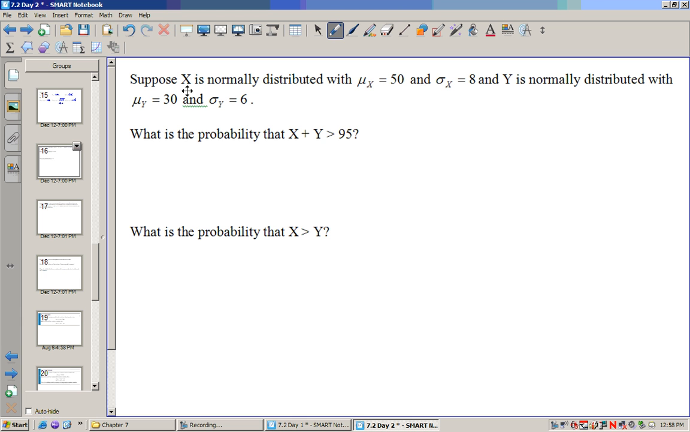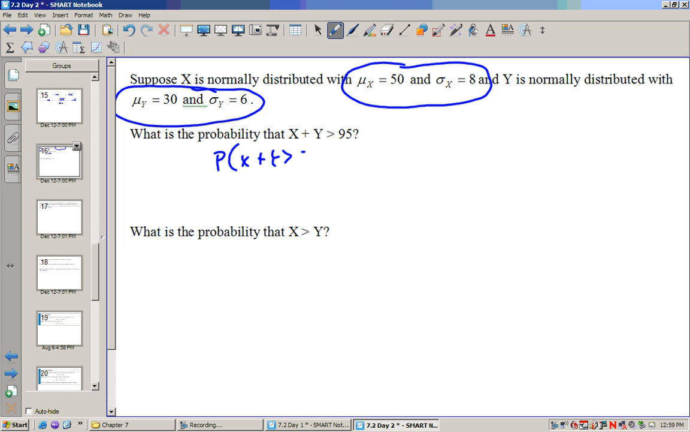Now suppose x is normally distributed with a mean of 50 and a standard deviation of 8, and y is normally distributed with a mean of 30 and a standard deviation of 6. Let's say these guys are playing darts, and the first person averages 50 with a standard deviation of 8, and the second person averages 30 with a standard deviation of 6. What's the probability that both of them together will get over 95? So the probability that x plus y is going to be over 95 is the probability that their z-score is going to be over a particular value. So we need to find the z-score.